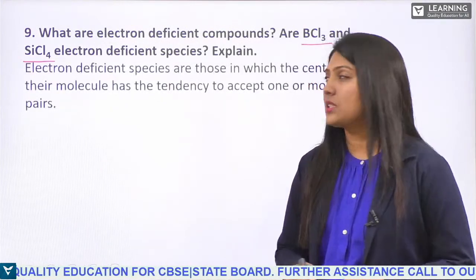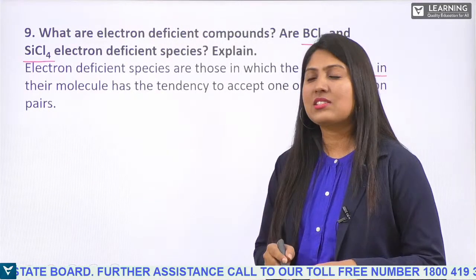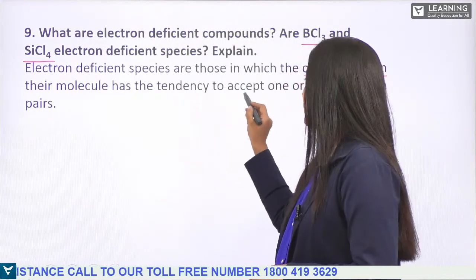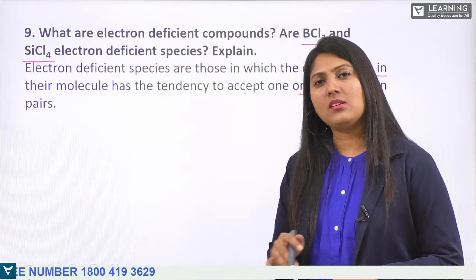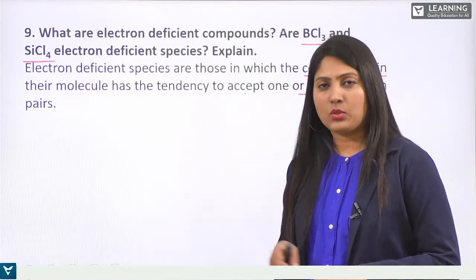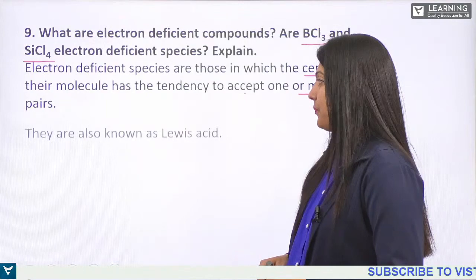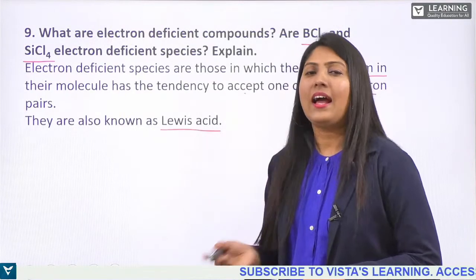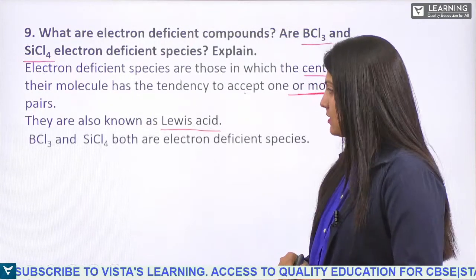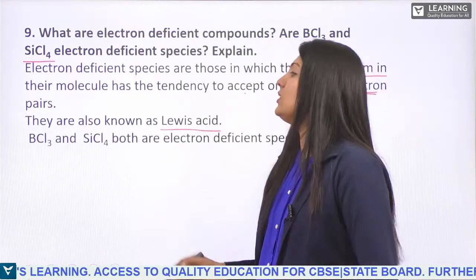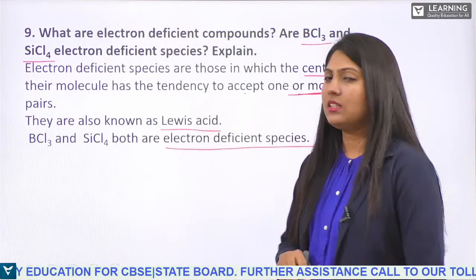So electron deficient species are those which have the central atom in their molecule which has the tendency to accept one or more electron pairs. Why? Because they'll be having less number of electrons in the outermost shell, so they can gain one or more pair of electrons. They're also called Lewis acids as they accept one or more lone pairs of electrons from others. BCl3 and silicon tetrachloride both are electron deficient species.